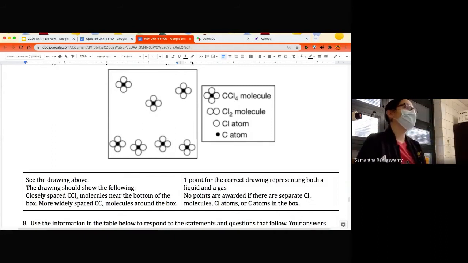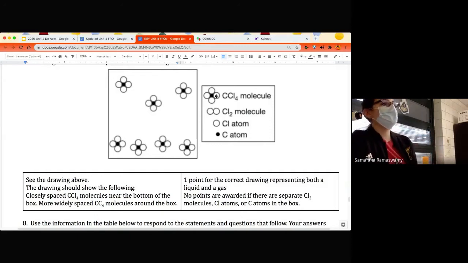It's a phase change. We are not breaking the covalent bonds inside CCl4 molecules. We're not breaking apart CCl4 to form carbon and chlorine. It's simply undergoing a phase change. It's still CCl4. We're just overcoming some intermolecular forces. So that was part C.